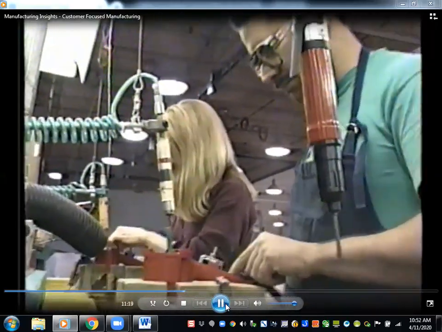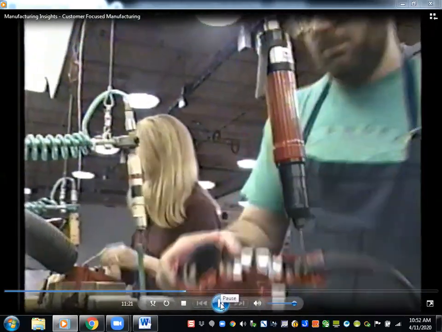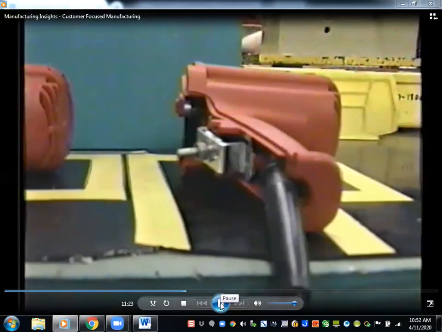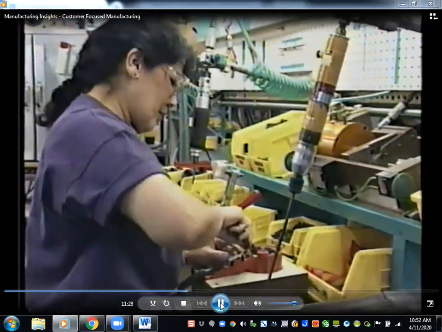Counterclockwise is traditionally set up for the right-handed person. As you move in a counterclockwise motion, the right hand actually picks up the part and does the assembly as you continue to move to the left.